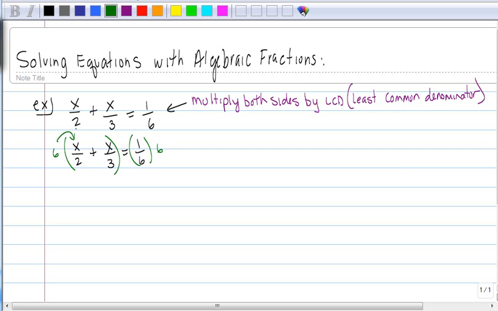The first term, that would be 6x over 2, which is 3x. The next one would be 6x over 3, which is 2x. On the right side, since it's 1 over 6 times 6, the 6's cancel, I get 6 over 6, you would just get 1. So now I have an equation to solve without fractions. So let's go ahead and do that. 5x equals 1, or x equals 1/5.